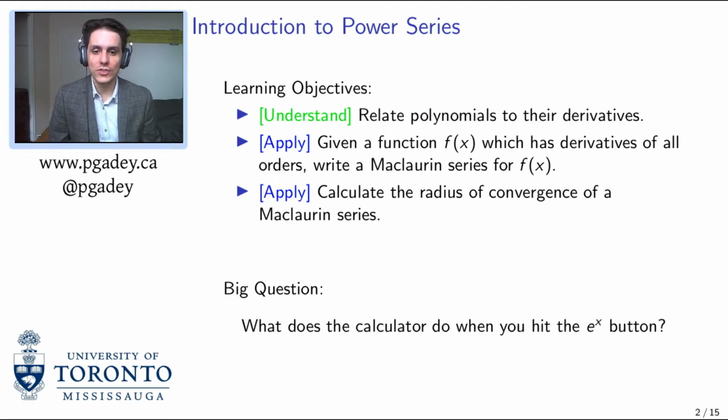What are our learning objectives for today? We're going to relate polynomials to their derivatives. Given a function f of x which has derivatives of all orders, we're going to write a Maclaurin series for f of x, and we're going to calculate the radius of convergence of a Maclaurin series.